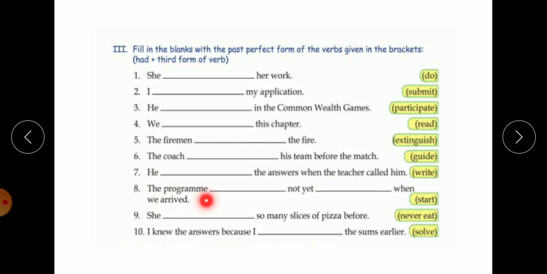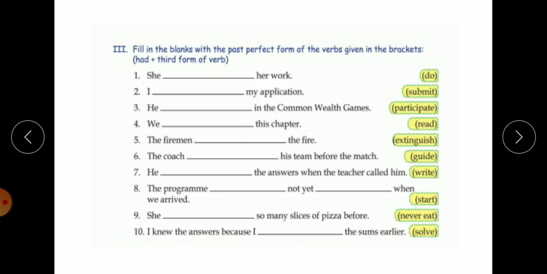The program had not yet started. Start, the third form will be started when we arrived. She had so many slices of pizza before. I knew the answers because I had, third form of solve is, solved the sums earlier.